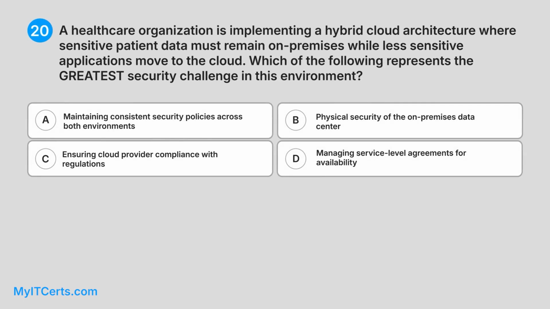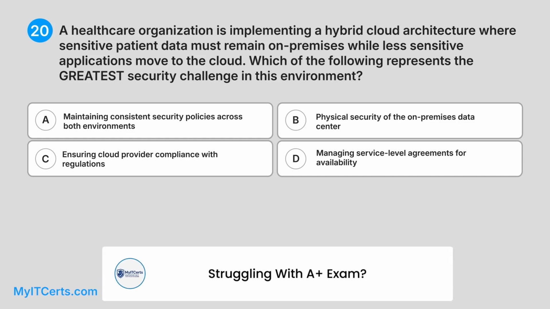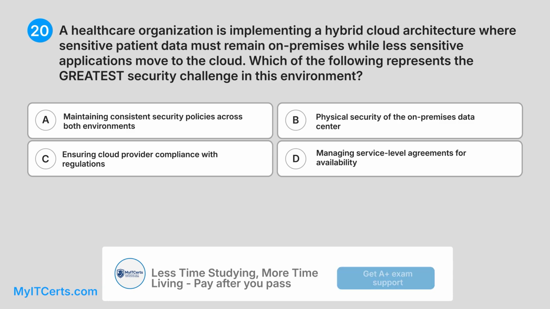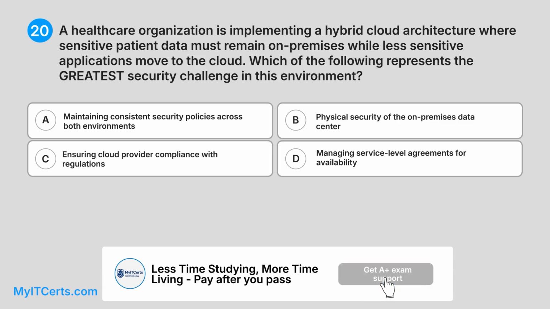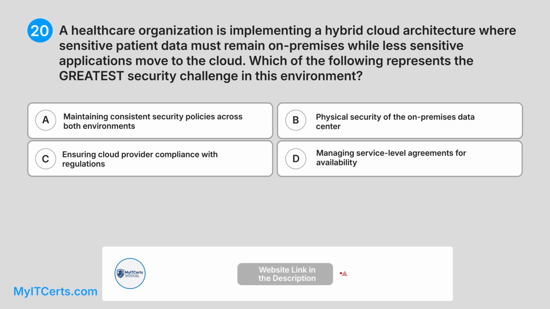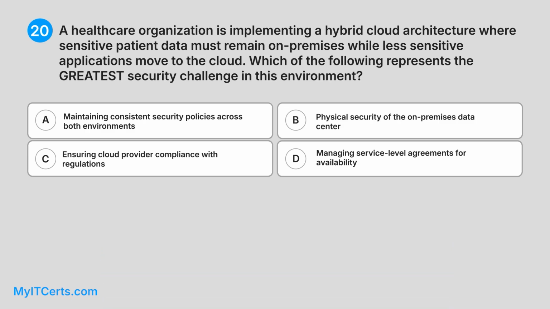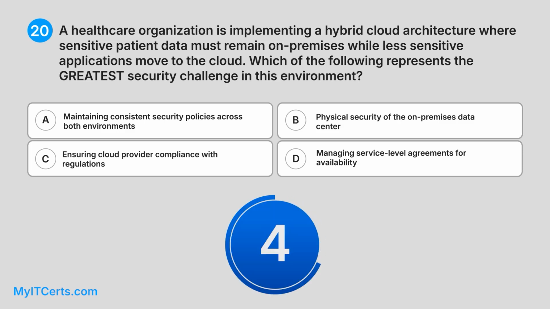20. A healthcare organization is implementing a hybrid cloud architecture where sensitive patient data must remain on-premises while less sensitive applications move to the cloud. Which of the following represents the greatest security challenge in this environment? A. Maintaining consistent security policies across both environments. B. Physical security of the on-premises data center. C. Ensuring cloud provider compliance with regulations. D. Managing service-level agreements for availability. Do you know the answer?